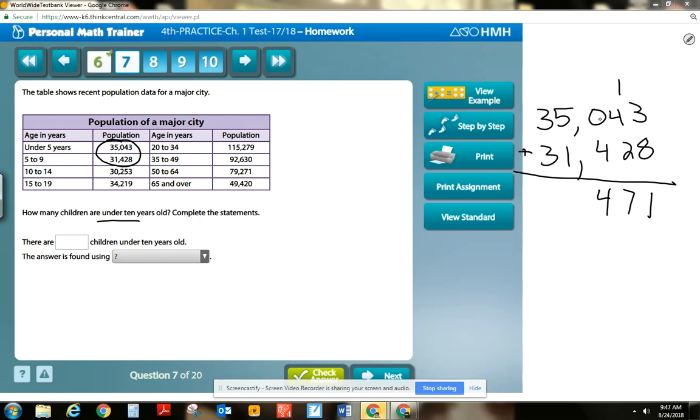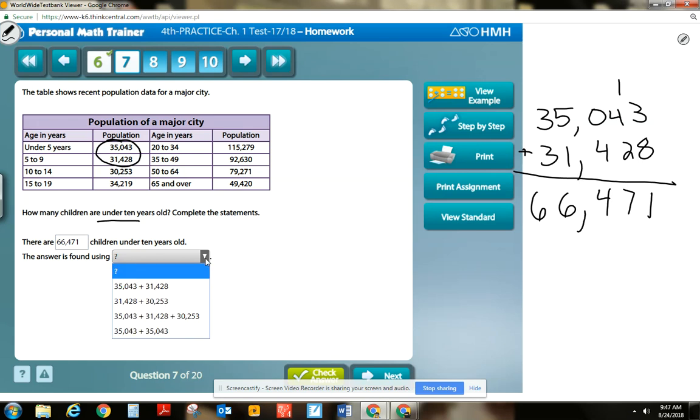Some of us were saying 0 plus 4 is 0. You're thinking multiplication. Anything times 0 is 0, but we're adding here. So pay attention to the symbols. Bring down your commas. 5 plus 1 is 6,000. 3 plus 3 is 6. So there are 66,471. The answer is found using, let's see.